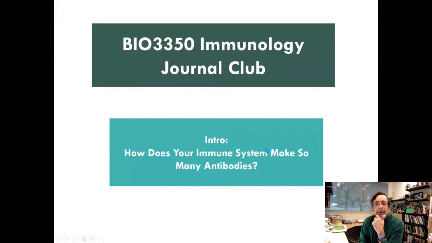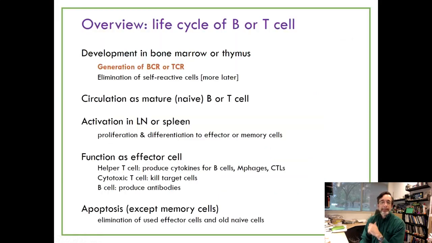And so that's our main question we're going to start with. How does your immune system make so many antibodies? Now, we've mentioned some of this before. This takes part in the life cycle of the B cell or the T cell. And we're going to focus on B cells here. The same process takes place with generating all of the different T cell receptors that we have. It's just a little less complicated, but the same shuffling goes on.